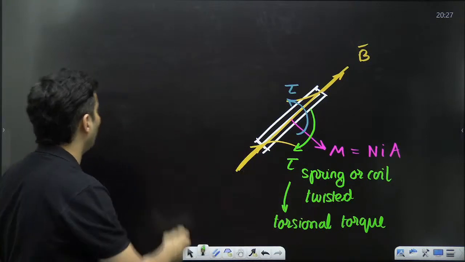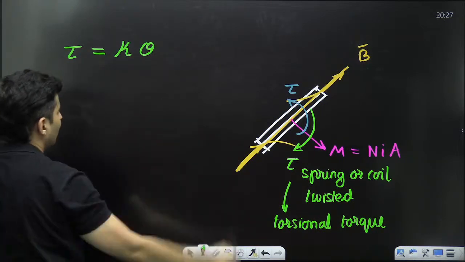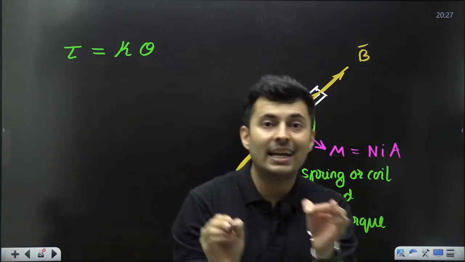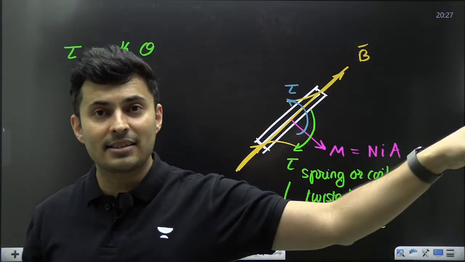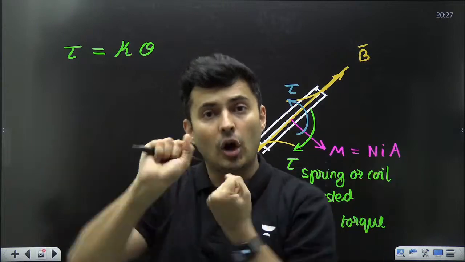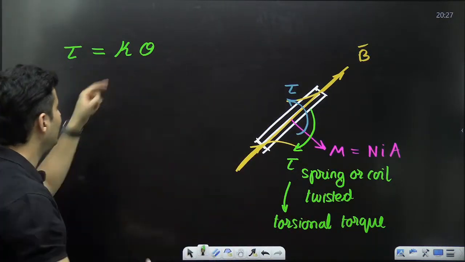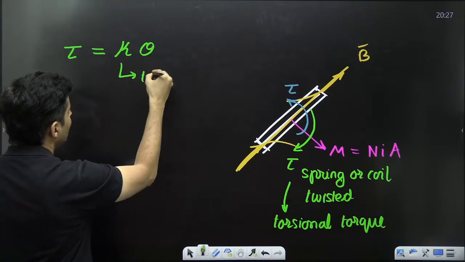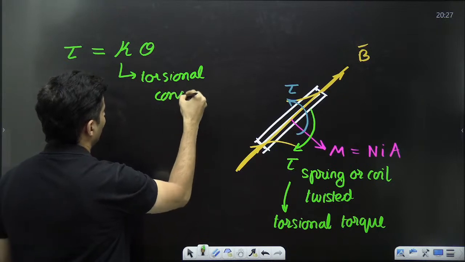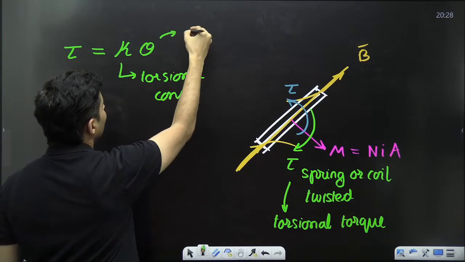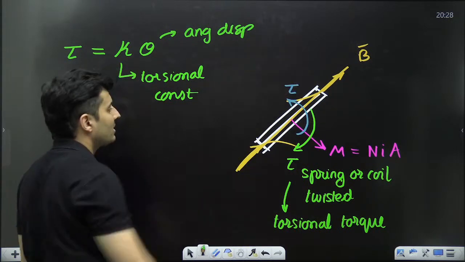That torsional torque is basically k times theta, just like force is k times x. Remember, spring force is kx. Similarly, the torque is some new k into not x but theta. This k is not the spring constant. It is often called the torsional constant. What is it called? Torsional constant. This is the angular displacement. See if this is clear.